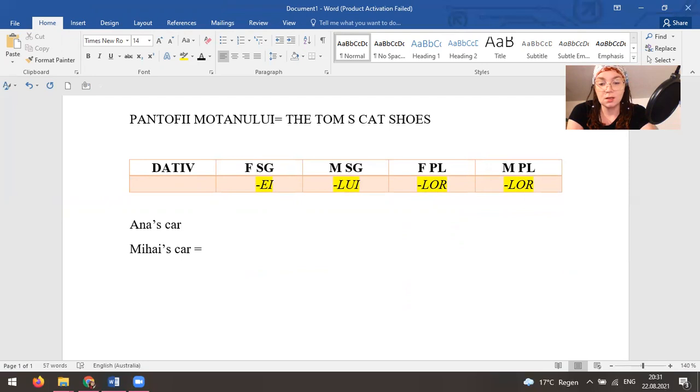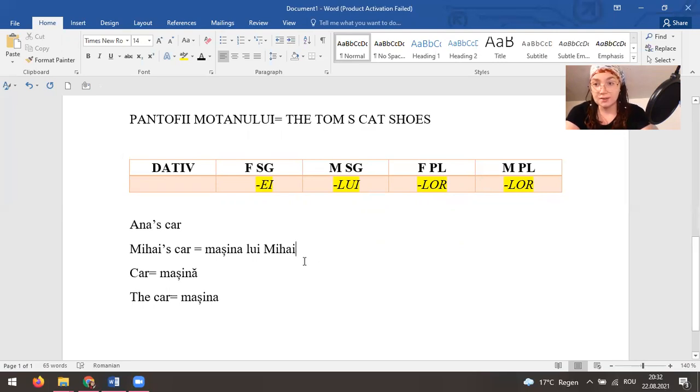Let's see. Mașina. So, mașina, why? Because car. Mașina and the car. Mașina lui Mihai. So this lui, because Mihai is a name, is not a noun. It will be at the end, like Mihai's car is this here.